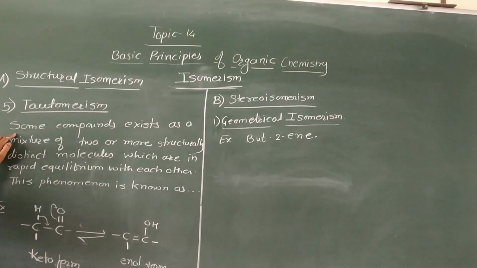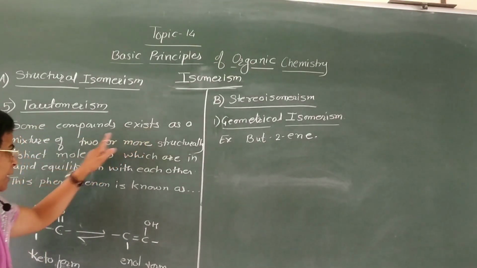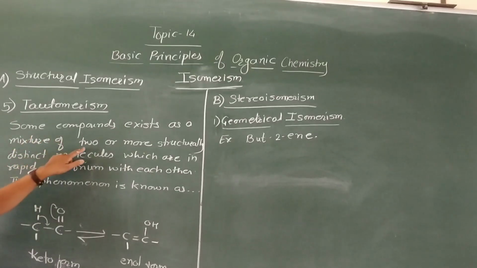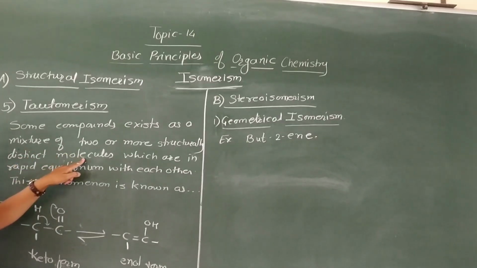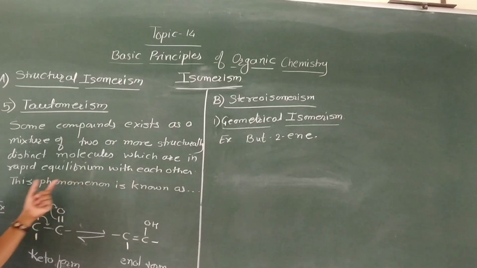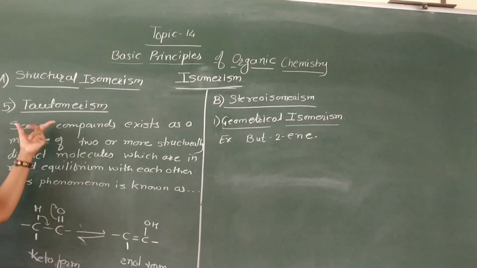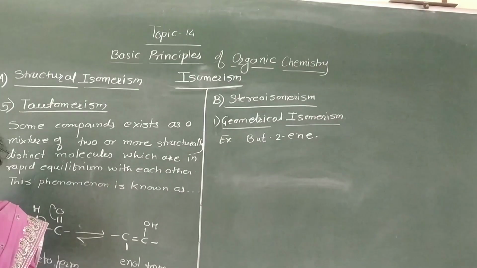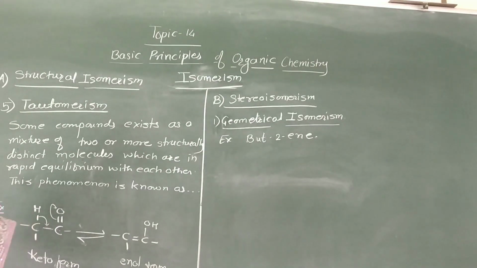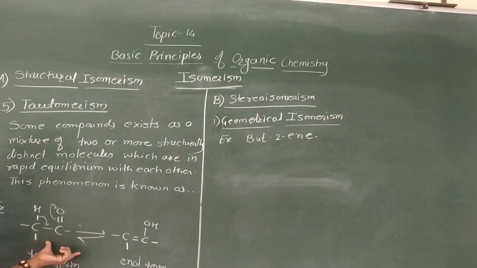Now here some compounds exist as a mixture of two or more structurally distinct molecules which are in rapid equilibrium with each other. This phenomenon is known as tautomerism. Generally, tautomerism is observed in case of carbonyl compounds like aldehydes or ketones. This is also known as keto-enol tautomerism.